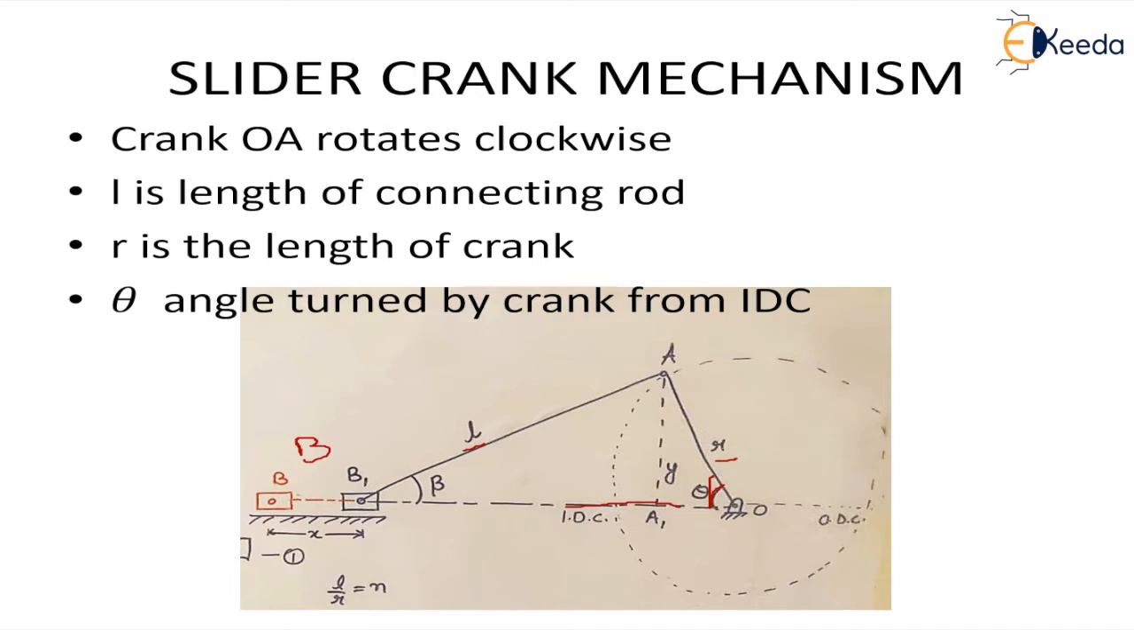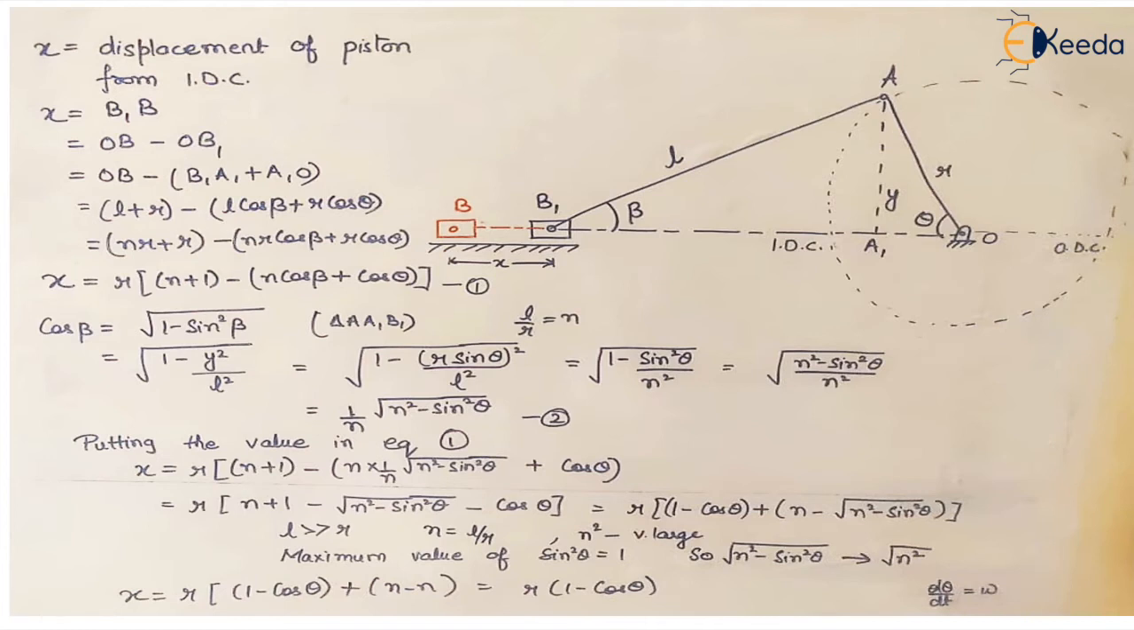positions of the crank. So B is the position of the piston when the crank OA was at inner dead center. That means when it was in this horizontal position. And when this crank has moved to a new position which is making angle theta with this initial position, the new position of piston is B1. So the displacement is denoted by small x. So what is the small x? It is basically this distance which is BB1.